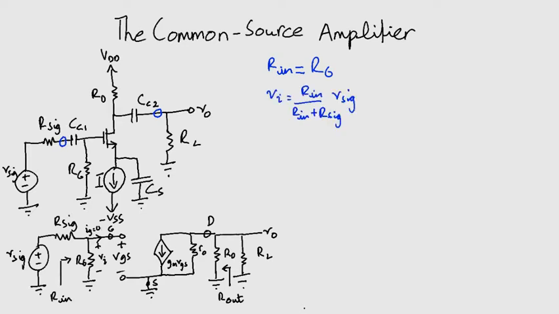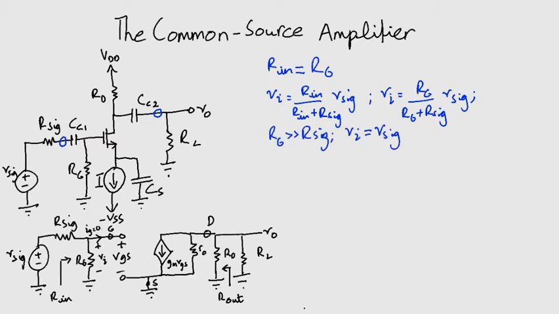Next we see Vi is given by this formula. This is a very simple voltage divider. We can put in the value of Rin and we get this expression. Now usually Rg is much larger than Rsig. Remember that Rsig is the internal resistance of the signal source. And so Vi equals Vsig. Agree? VGS is also equal to Vi. Look here.